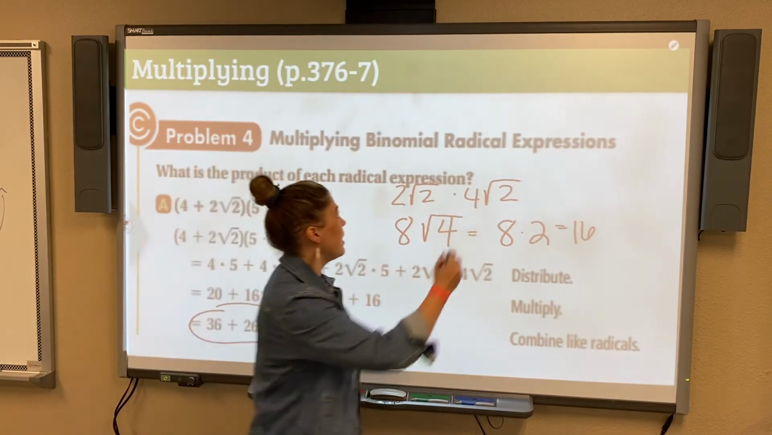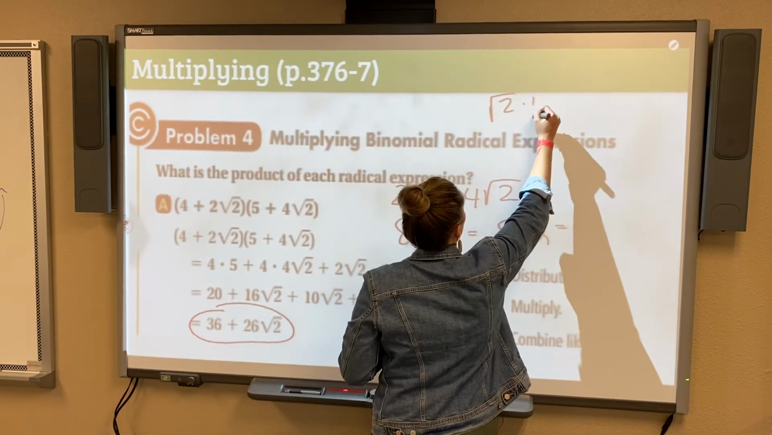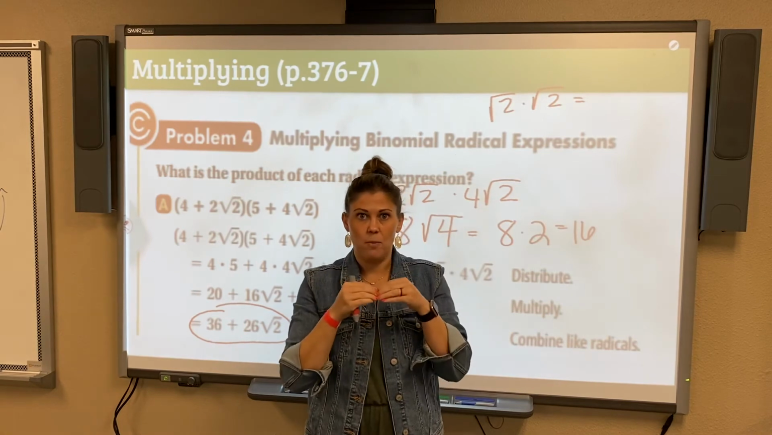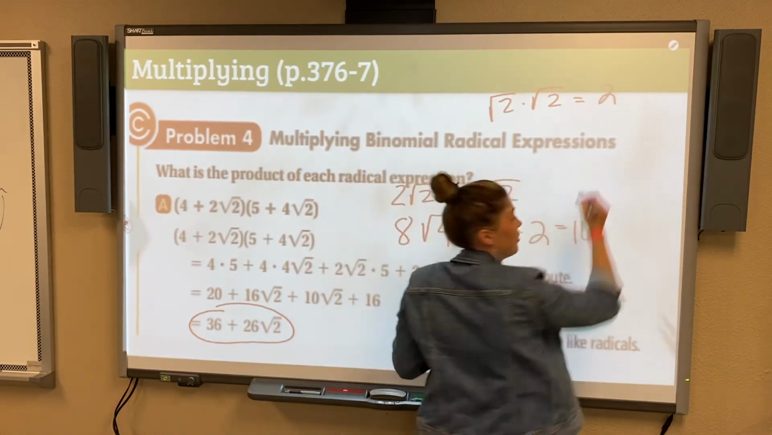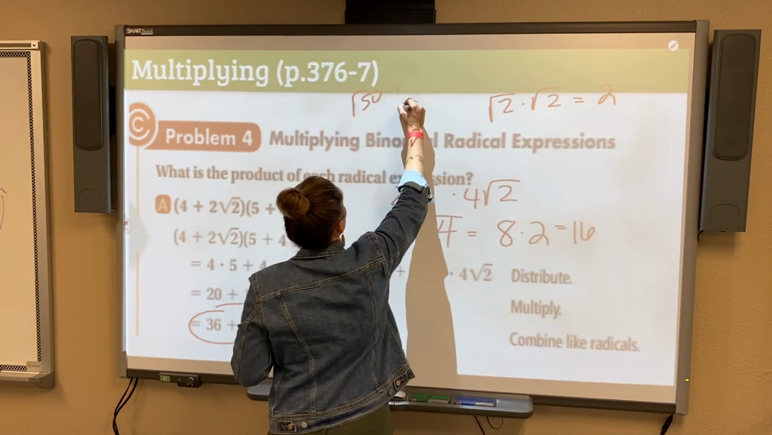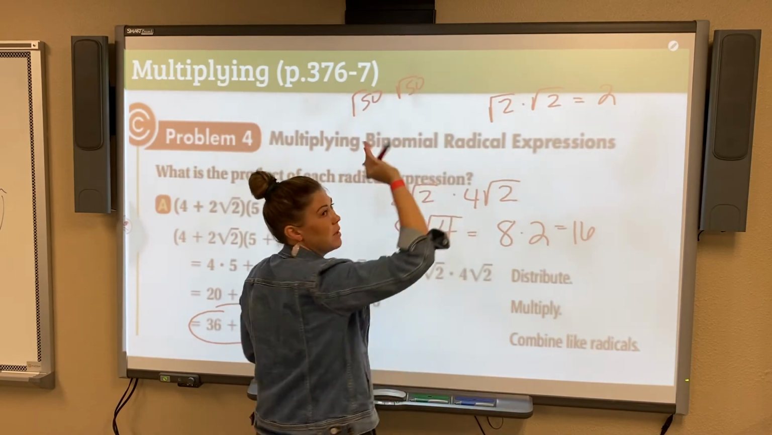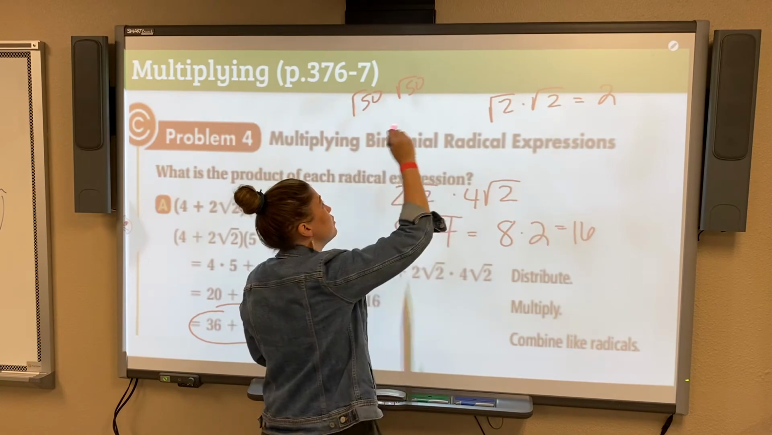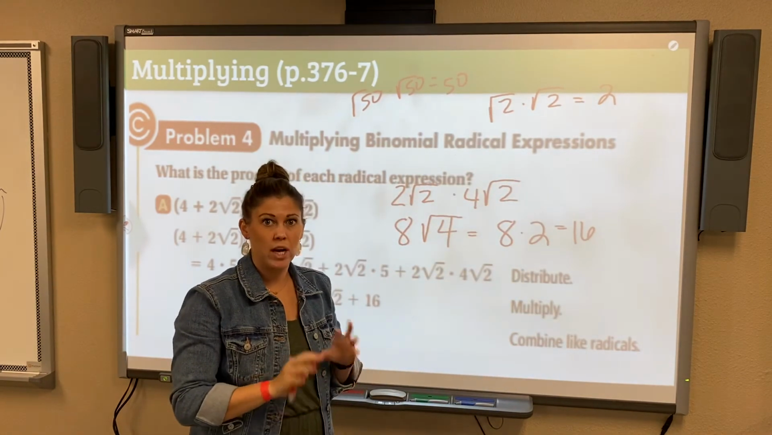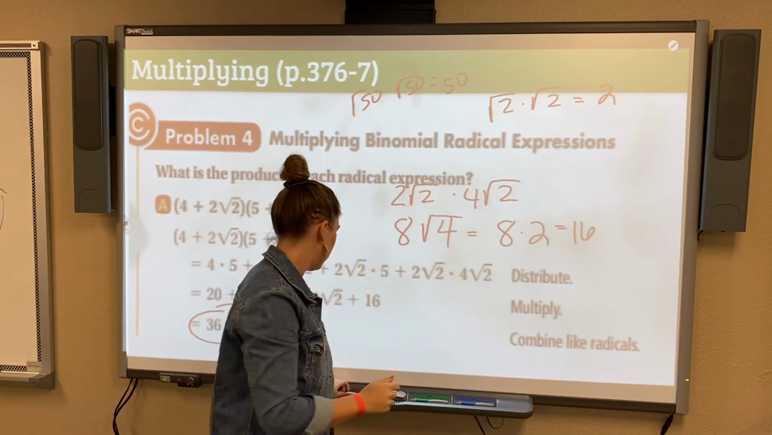Another thing, if we have root 2 times root 2, okay, your square roots kind of cancel out. So all you're left with is the number underneath, okay? So if we have root 50 times root 50, okay, which can be simplified, but ignore that part. Root 50 times root 50 is equal to 50, okay? So that's kind of a little shortcut, little trick that you guys can use.